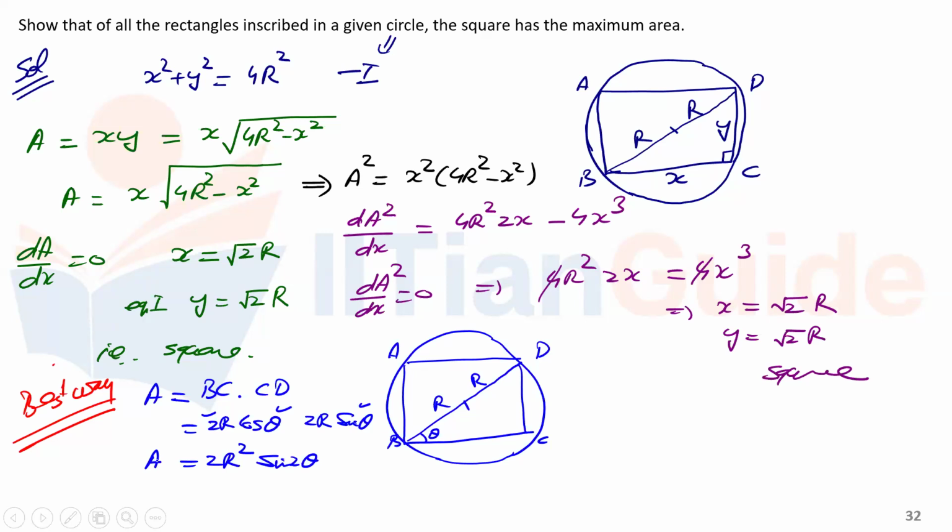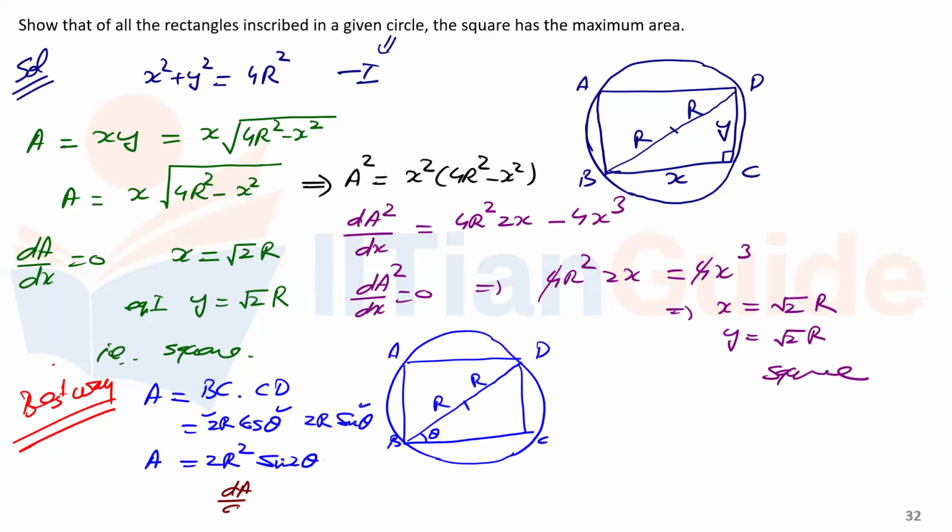Just apply the trigonometry. Area is maximum when it becomes sin 90, or 2 theta is 90, theta is 45 degree. This angle is 45 degree. That means it is a square. Okay, but using the calculus, I'm showing we can write the answer directly by trigonometry. Otherwise, I'm showing with the calculus.